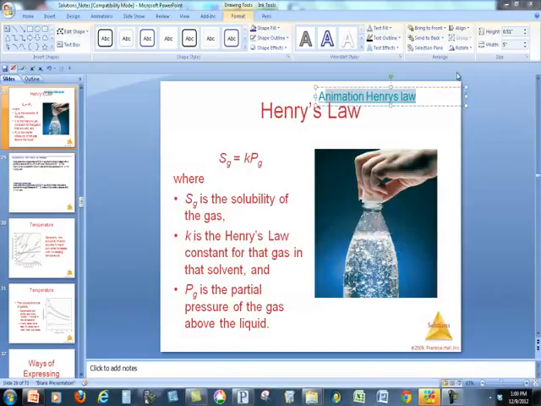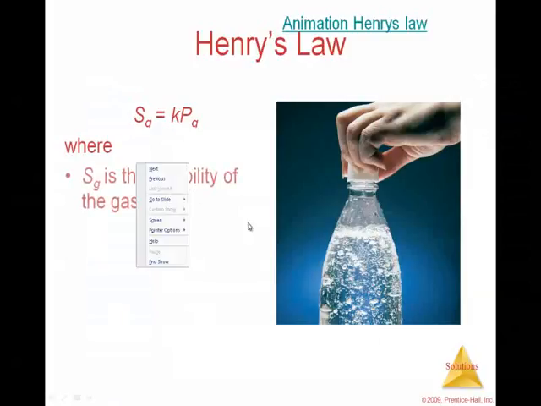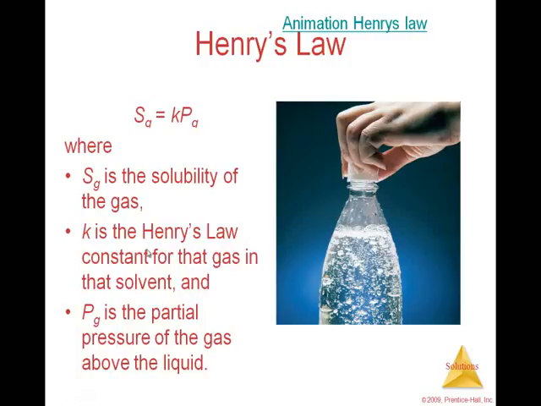Alright, so let's take a look at the actual formula for Henry's law. What Henry's law says is the solubility of a gas is equal to K, which is the Henry's law constant for that gas in that solvent at that temperature, times the partial pressure of the gas above the liquid. Okay? So the solubility of a gas is dependent on this constant times the partial pressure of the gas above the liquid.